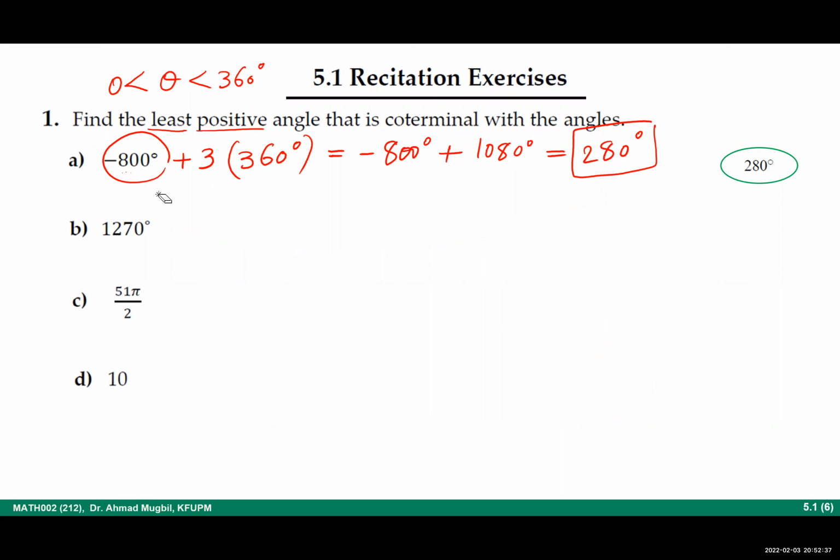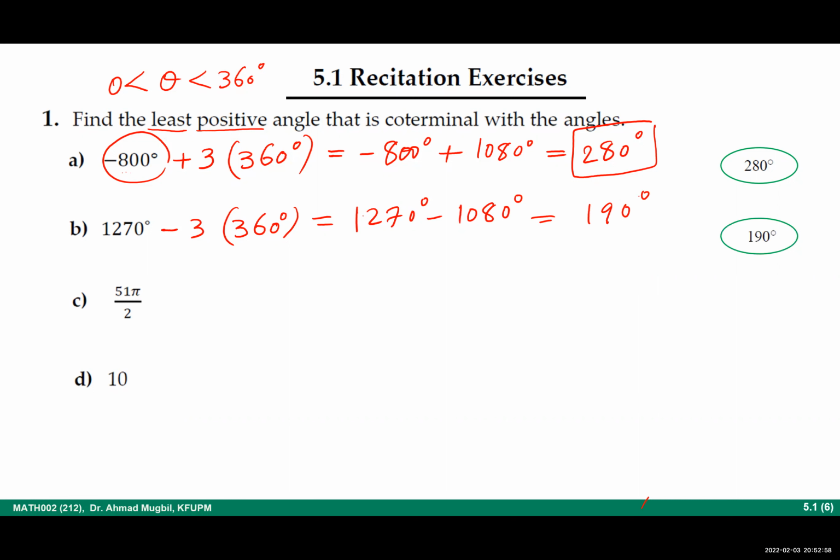1270 degrees. Here it is positive. So you need just to subtract 360 as many times as needed. 2 times is not enough. 3 times, I believe. So it will be 1270 degrees minus 1080 degrees, which this time will be 190 degrees. In which quadrant now? 190 is in the 3rd quadrant. This is 190 degrees.